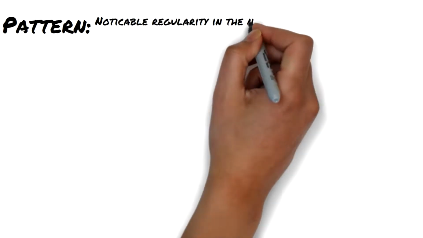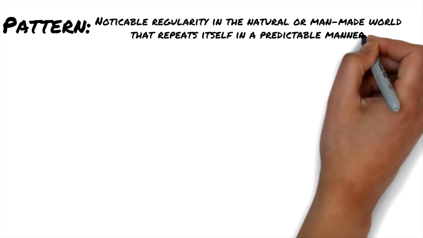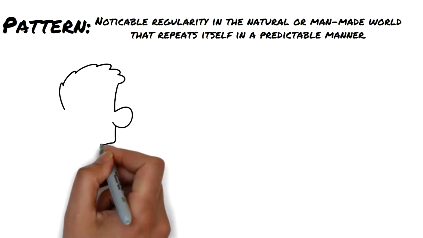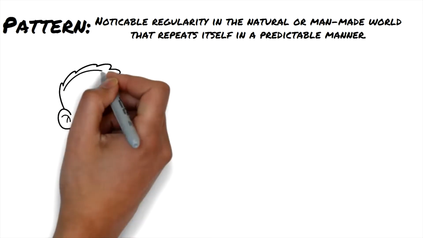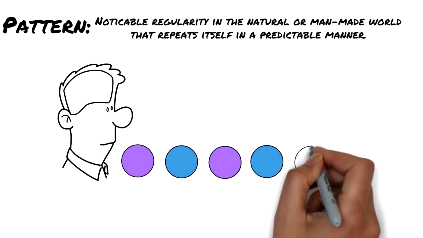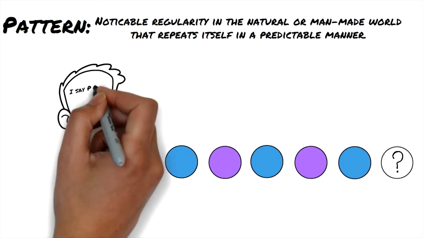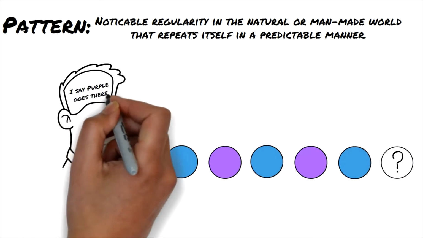Patterns are defined as follows. Noticeable regularity in the natural and man-made world that repeats itself in a predictable manner. As a species, being able to cognitively recognize patterns is important. To us, patterns offer a visual clue that alludes to an underlying order that governs the actions of whatever bears the pattern. Pattern recognition is used daily by all of us.